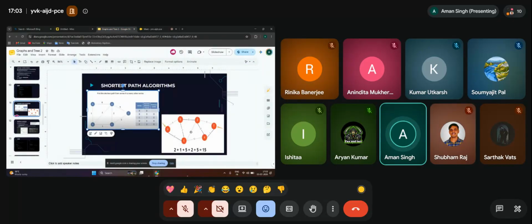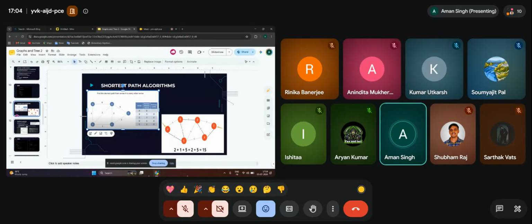You can see here also, there are several nodes. This is my starting node and this is my ending node, and there are several paths between A and F. We can go via this path, or via this path, but one of them is the shortest path. Here we can go from A to C, then C to B, then B to D, then D to E, and then E to F. So this is the shortest path for reaching from node A to F.